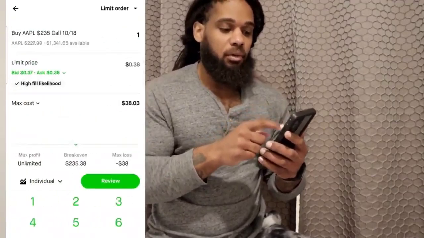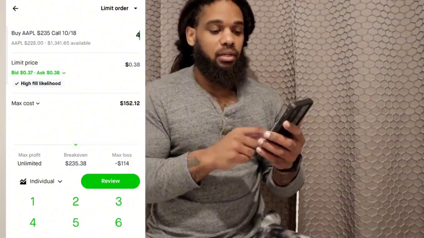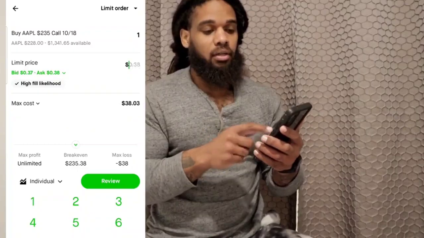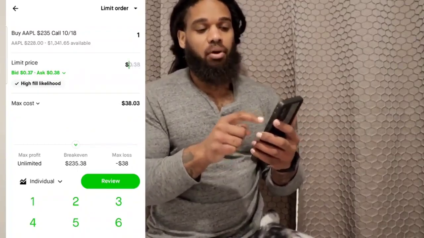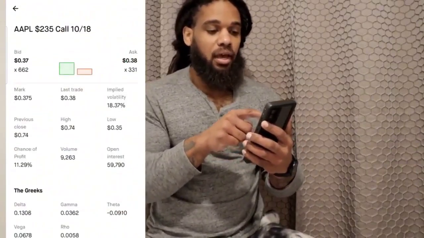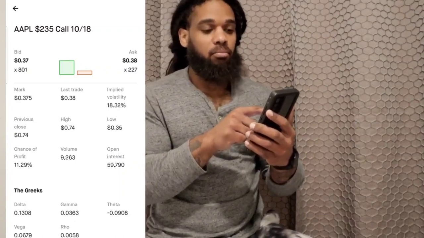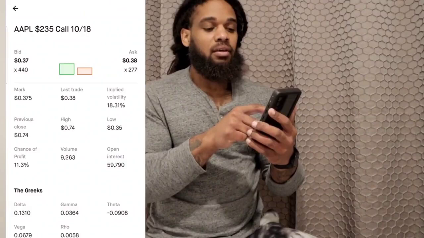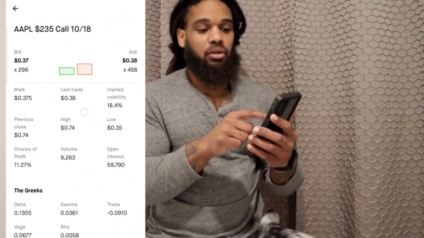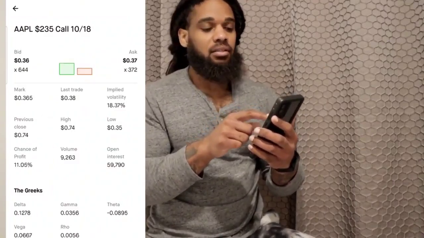And if you want to do a limit order, you press the limit order button, you enter the number of contracts you want to get in, 1, 2, 3, 4, 5, or so on, and then you can also change the price that you want to get in for the specific option. If you press this arrow down here, you're going to see a mark price, so 0.375, which would be about $37.50. And the last trade was about $38. You can also see the bid and ask up there.